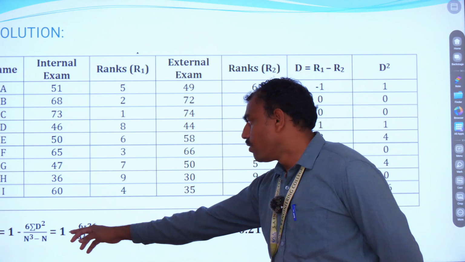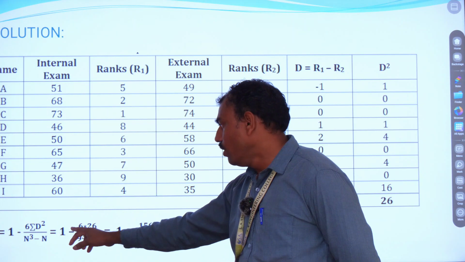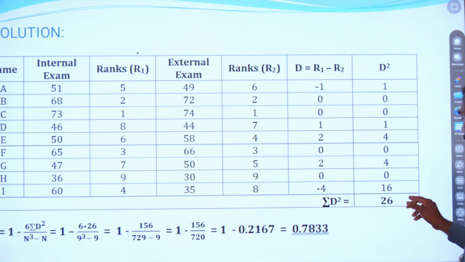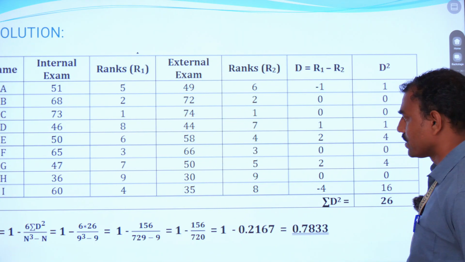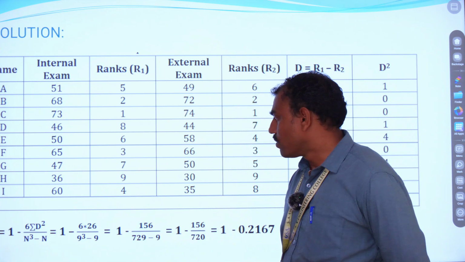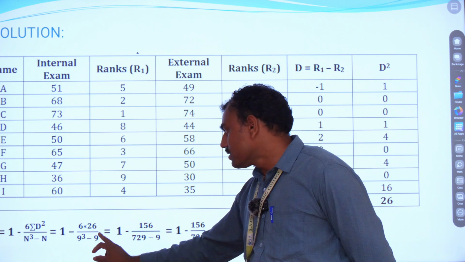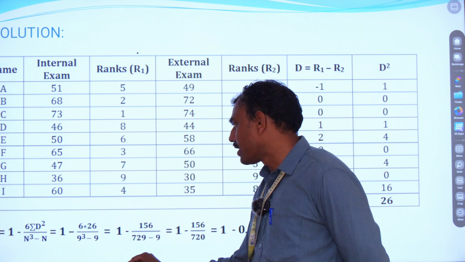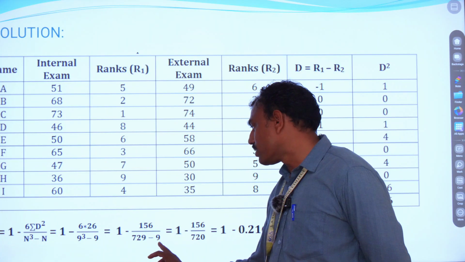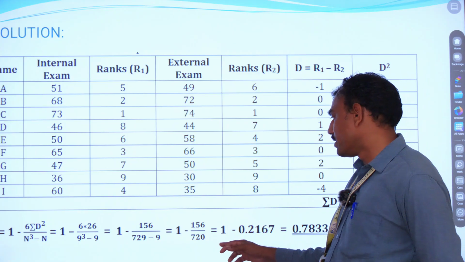So R equal to 1 minus 6 into summation of d squared divided by n cubed minus n. The summation of d squared equal to 26. So 6 into 26 divided by 9 cubed minus 9, where n equal to the number of observations, 9. So 1 minus 6 into 26, which is 156, divided by 9 cubed, 729, minus 9, which is 1 minus 156 divided by 720.